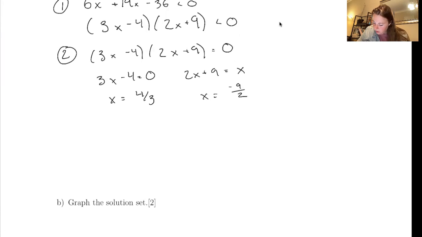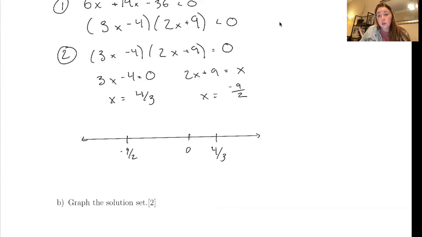Okay. And we can draw a little number line and see that we have -9/2 down here and 4/3 over here, like 0 over here. So this is our number line. And the point of setting it equal to 0 is this is where this expression would equal 0. Now I need to find where it is less than 0. If you remember back to solving our inequalities, a function can't go from being positive to being negative without hitting 0. So that's why it's important to do that.